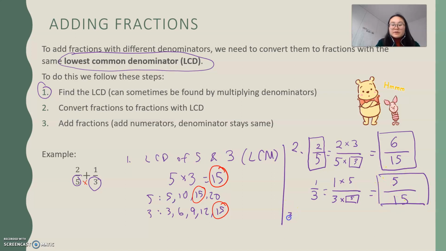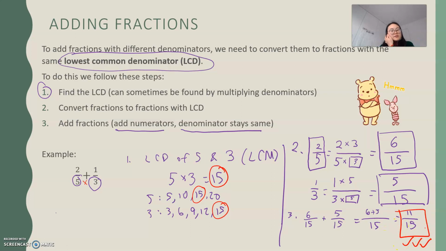Okay, step 3, add the fractions. Now to add the fractions, I've got 6 over 15 plus 5 over 15. As it says here, the denominator stays the same, so my 15 will remain constant, but I'm going to add the numerators, so 6 plus 5, and that gives me 11 over 15. And that is the final answer, 11 over 15.